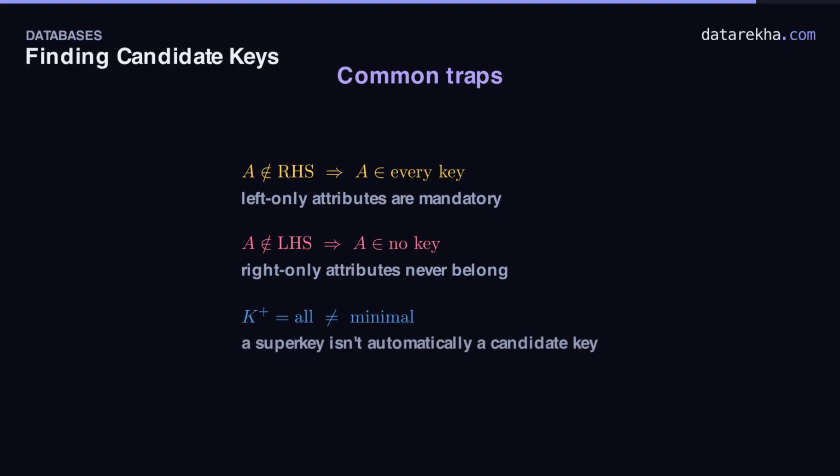Trap 3. Skipping minimality. Showing a closure equals everything only proves you have a super key. You must still check that every proper subset falls short. Trap 4. Stopping too early. Unless M alone was already a super key, one candidate key does not mean there's only one. Keep testing the other combinations.